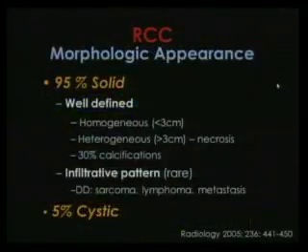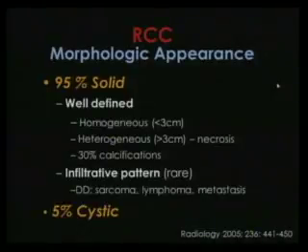How is the appearance of the lesion? 95% are solid, 5% are cystic, and in this 5% is when we apply the Bosniak classification. But keep in mind that renal cell carcinomas are mostly solid, well defined. If small, they can be homogeneous. If these lesions are larger than 3 centimeters, they are usually heterogeneous, and this is due to high vascularity of the tumor, developing areas of hemorrhage and necrosis.